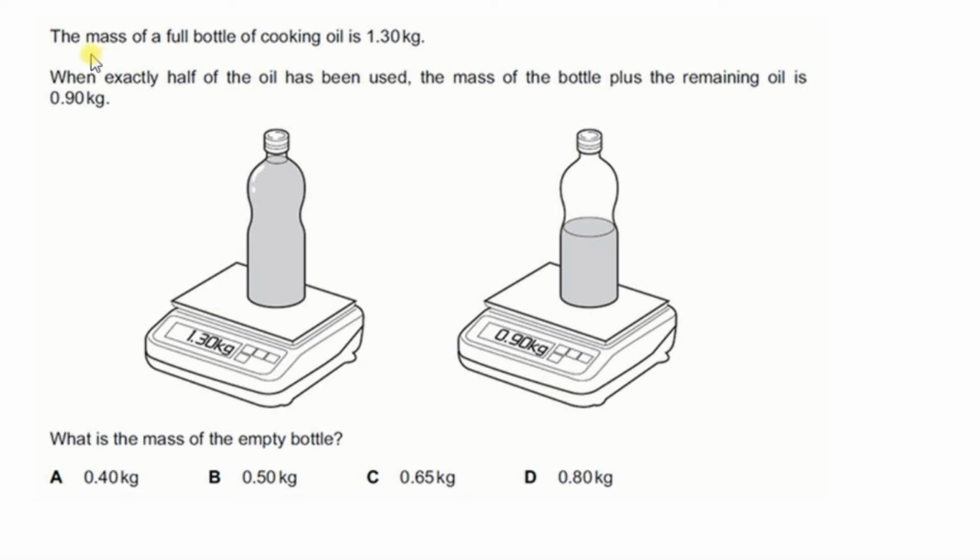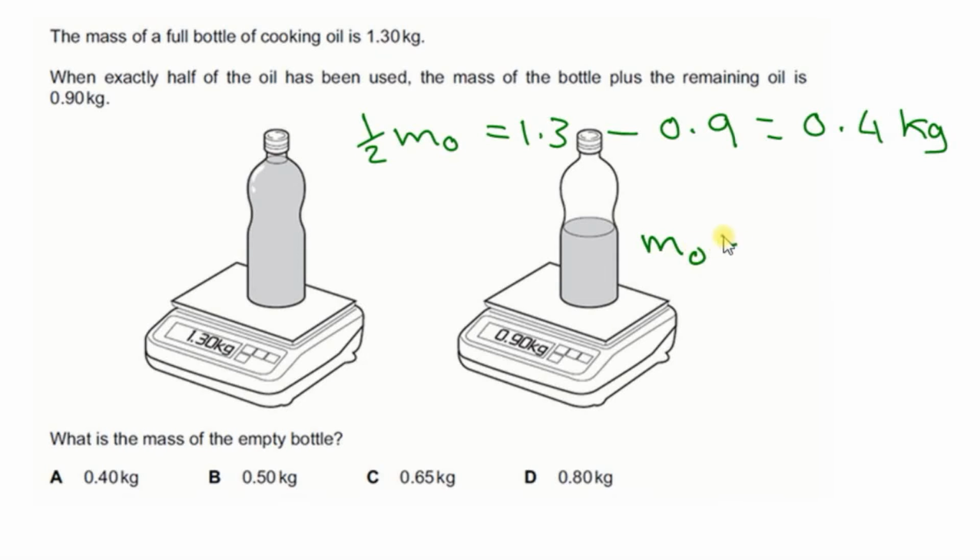In this example, the mass of a full bottle of cooking oil is 1.3 kg. When exactly half of the mass of the oil is used, the remaining is 0.9, which means that the mass changed from 1.3 to 0.9, a change of 0.4 kg. This would give half the mass of the oil. So the overall mass of the oil is 0.8 kg.